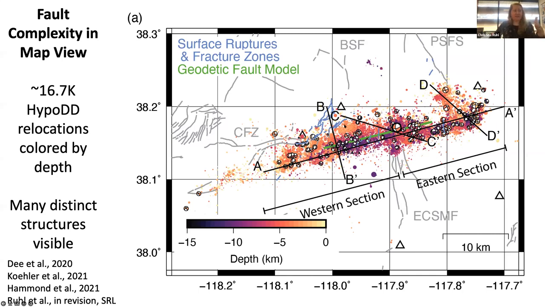And you can see that it abuts my shallowest seismicity. That would imply that this fault is maybe dipping towards the southeast and is rising up towards the rupture and projects up to these surface ruptures here.